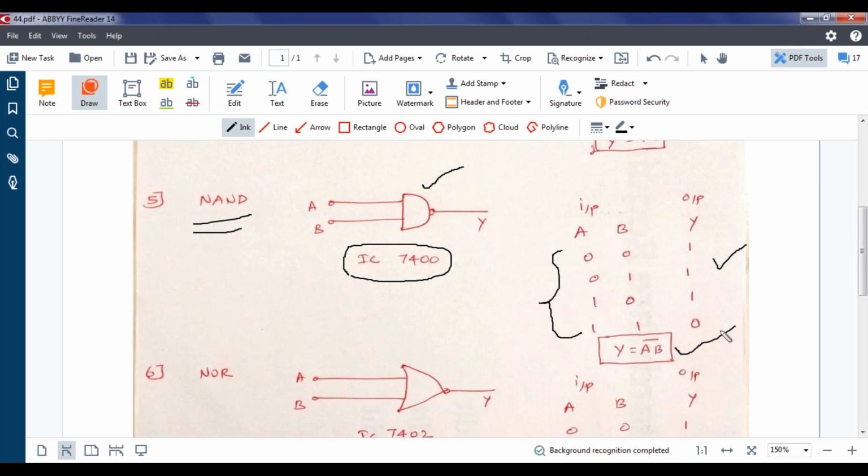This is the algebraic expression: capital Y equals A B the whole bar. This is the algebraic expression of your NAND gate. Please keep in mind, this is the symbol of the NAND gate. This is the IC number of the NAND gate, 7400, and this is the truth table. This is the algebraic expression.